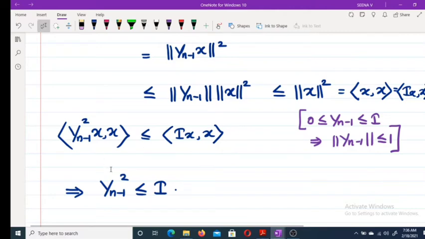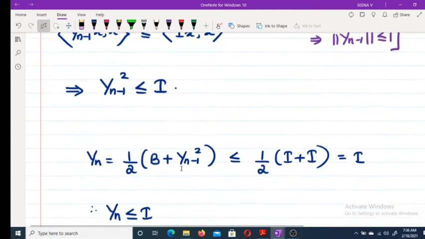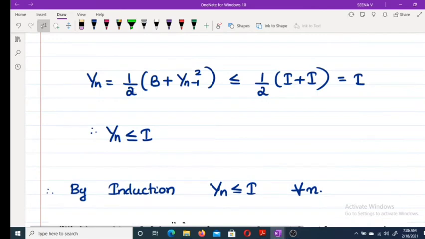What is the meaning of that? Yn minus 1 square is less than or equal to I. Okay. So we have yn equal to 1 by 2 b plus yn minus 1 square, and clearly this is less than or equal to 1 by 2 b plus yn minus 1 square, which is less than or equal to I.